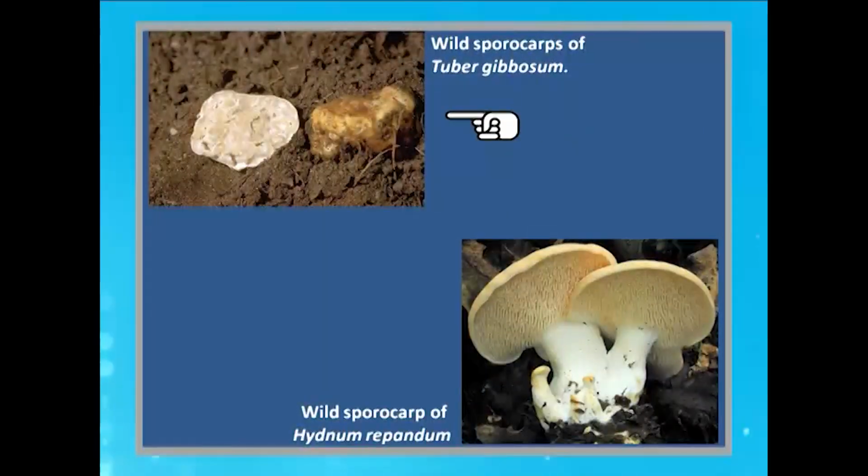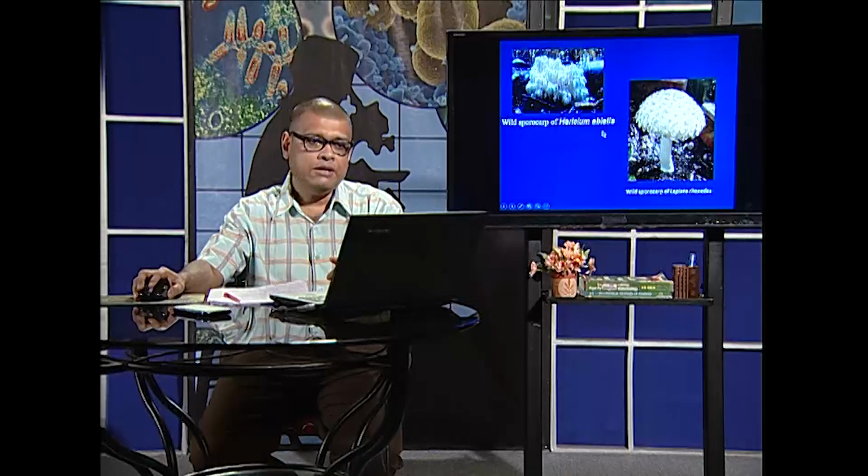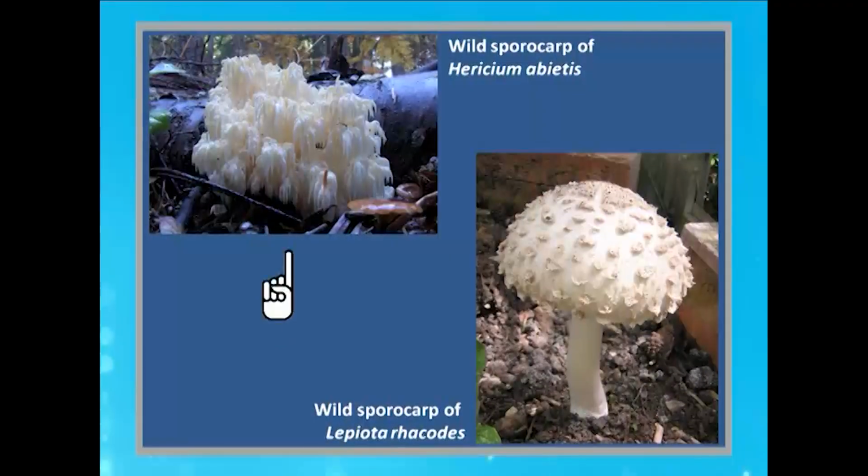There may be the sporocarps of Tuber gibbosum. It grows underground, and there may be specially trained sniffer dog who finds out this tuber because it is having high value in the market of food technology. There may be the Hydnum repandum, which is also a very important mushroom, which is commonly called the spreading hedgehog because of its unique habitat below the grass, and it is having a typical dented gills. There may be the wild sporocarp of Hericium.